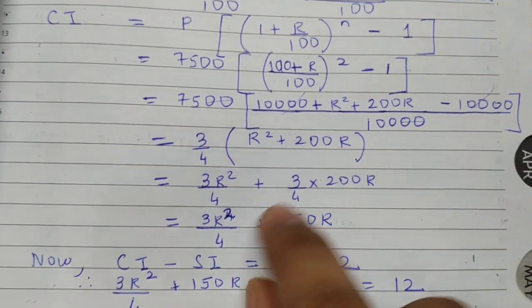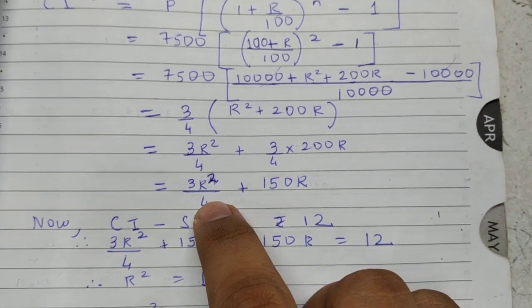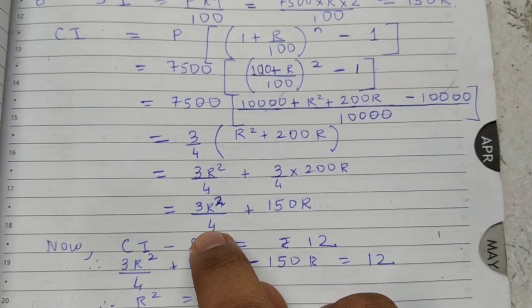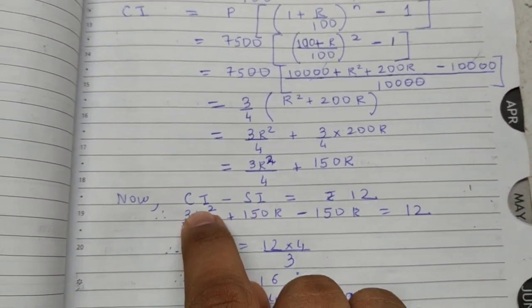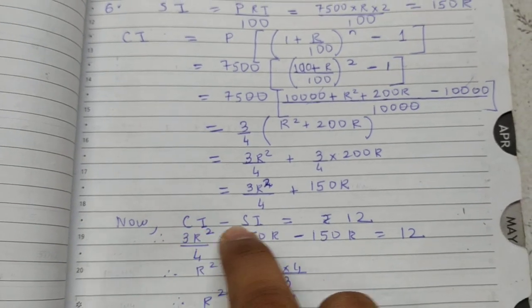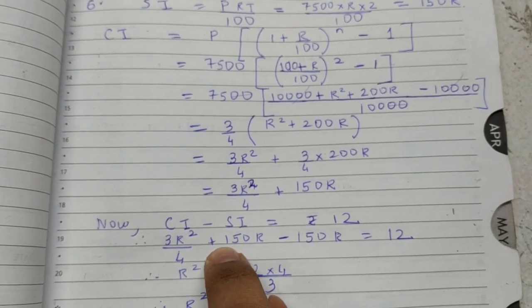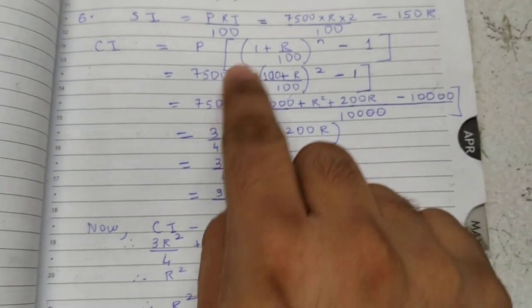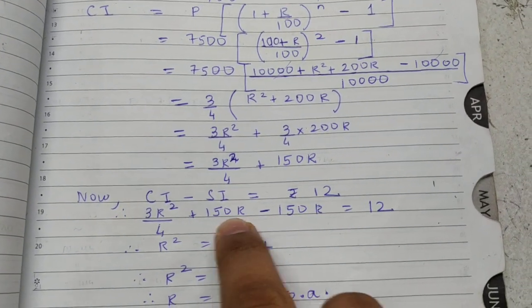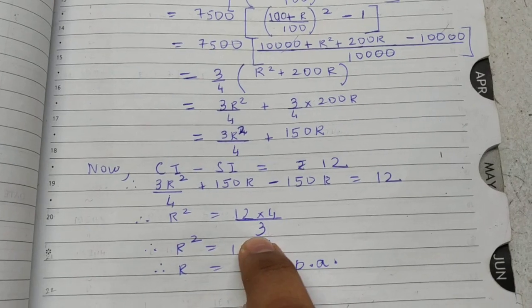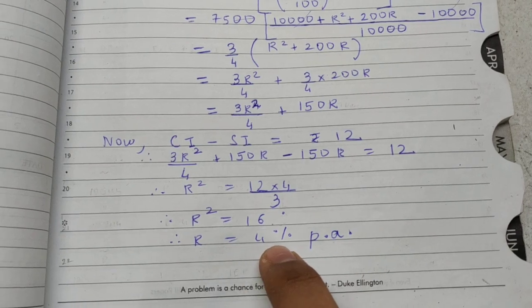Now when we open the brackets, it's distributive multiplication, and the final expression for compound interest in terms of R is this. We can't simplify further. So now the time comes to write the given data, which is CI minus SI is equal to 12. Substitute the value of CI and the value of SI. Surprisingly, 150R got cancelled, making the calculation very straightforward, and square root of 16 is 4. So final answer is 4% per annum.